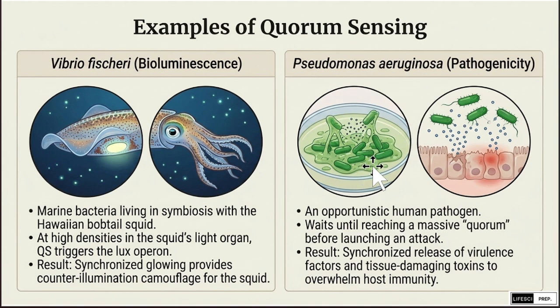The second example is Pseudomonas aeruginosa, which shows pathogenicity. It is an opportunistic human pathogen that waits until it reaches a massive quorum before launching an attack. It results in the synchronized release of virulence factors and tissue-damaging toxins to overwhelm host immunity.